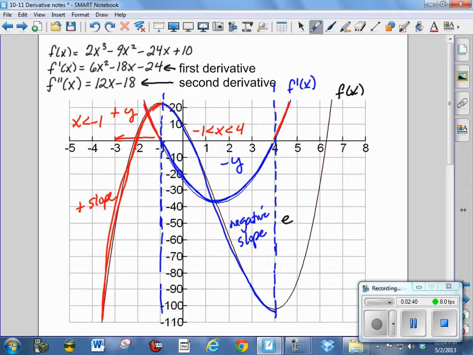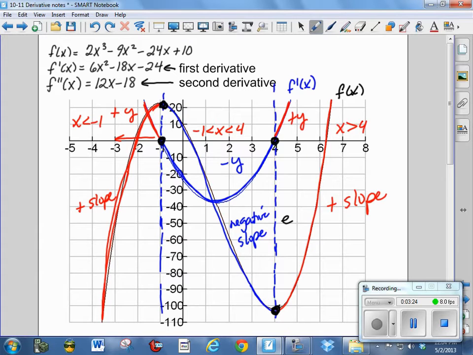Then if we look to the right where x is greater than 4, then notice once again positive y values for the derivative function and positive slope. So you can see where negative values for the slope here correspond to negative y values. Positive values for slope here and here correspond to positive y values in the derivative function. And what about the zeros? The zeros of the derivative function correspond to the maximum and minimum points, the vertices of the original graph.